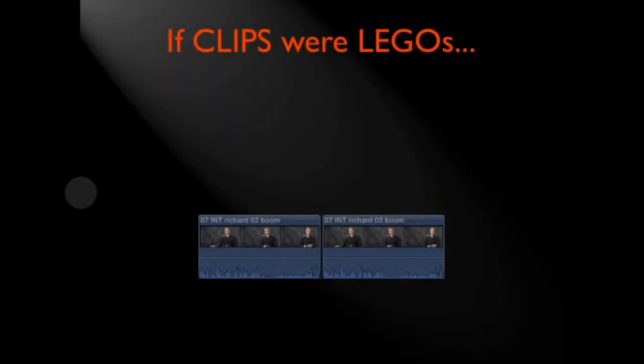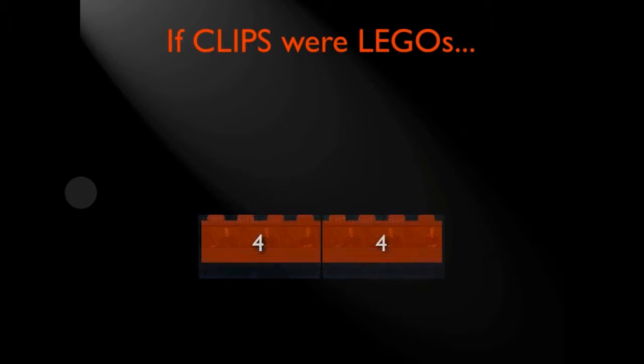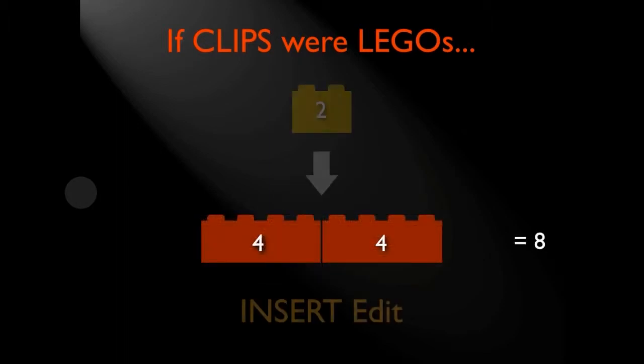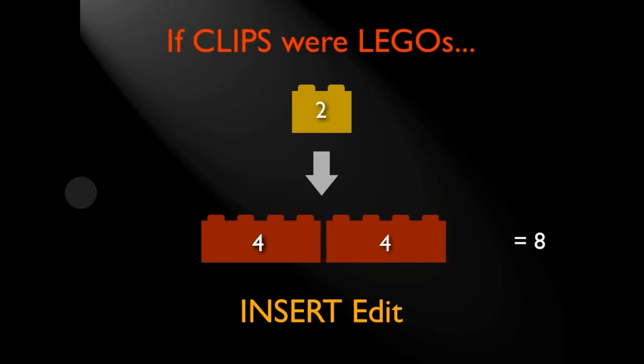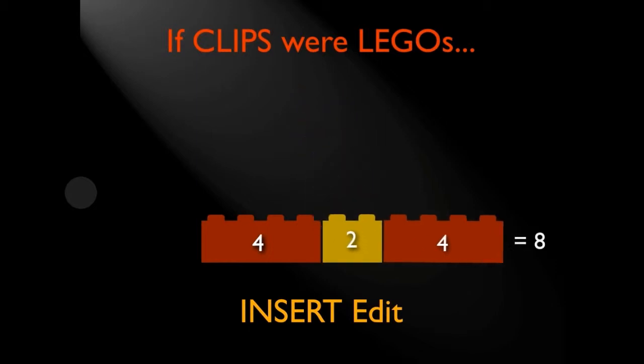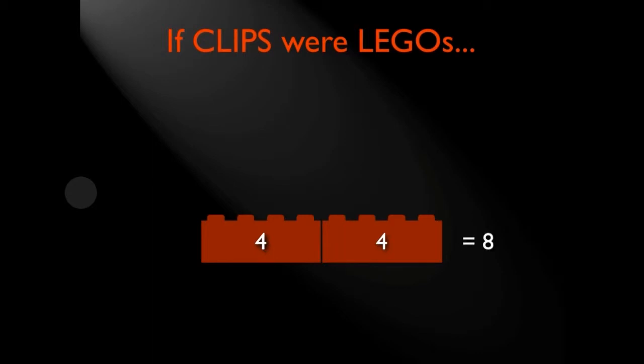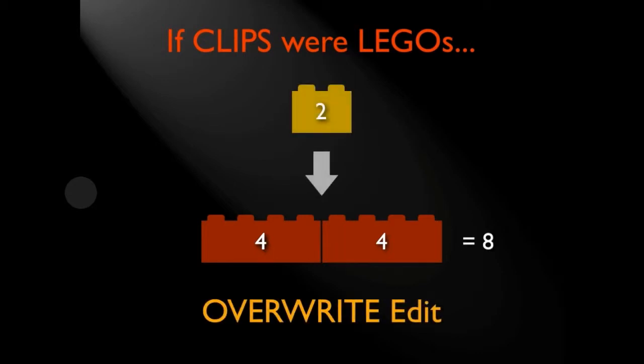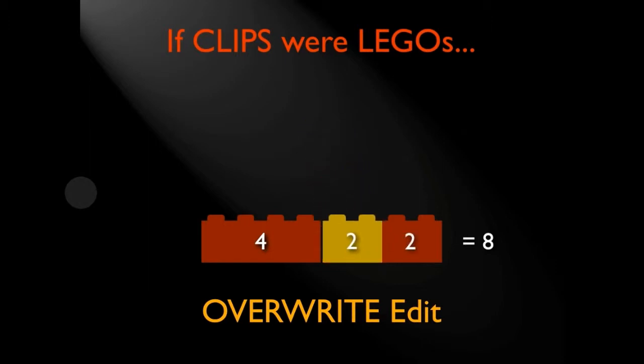Just to visualize the difference between an insert and an overwrite edit, let's say they were Legos. You got 2 4-second shots for a total of 8. You're going to put an additional 2-second shot in the middle. If this was an insert edit, it would increase your running time to 10 seconds. But if it were an overwrite edit, again, the new material just steamrolls over or overwrites the material that's there. It does not change the duration.